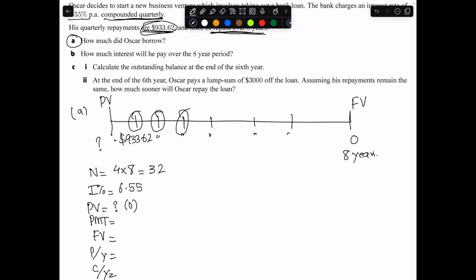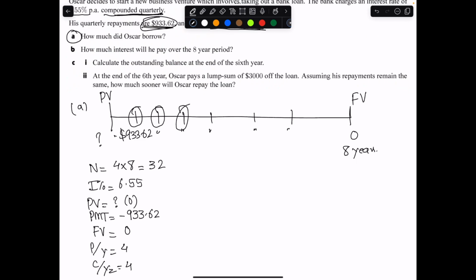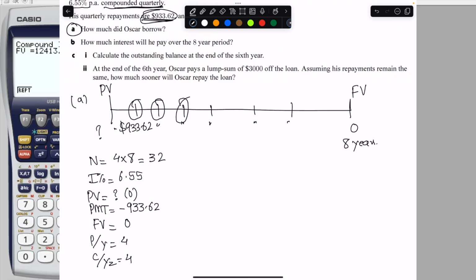PMT is the regular repayments because it's being repaid. Cash outflows will be negative 933.62. The future value is 0 because the loan expires after 8 years, settled completely. P over Y is going to be 4 and C over Y is going to be 4 because of the quarterly repayment. Now let's try to find how we can find the present value.